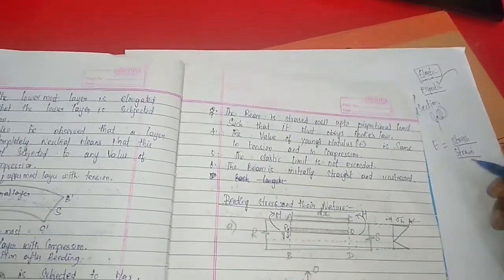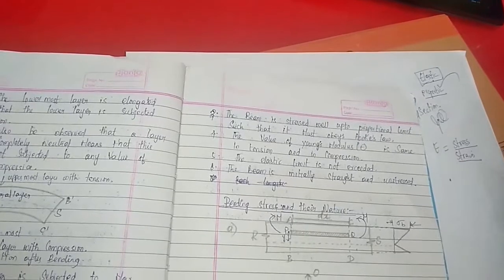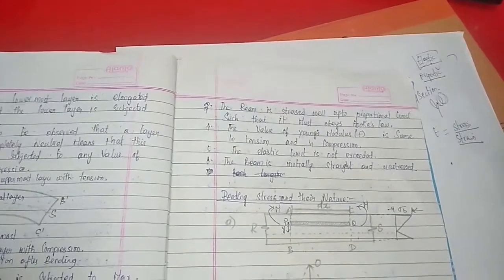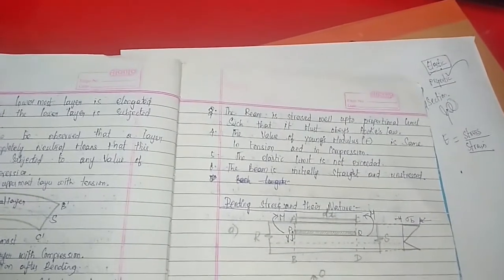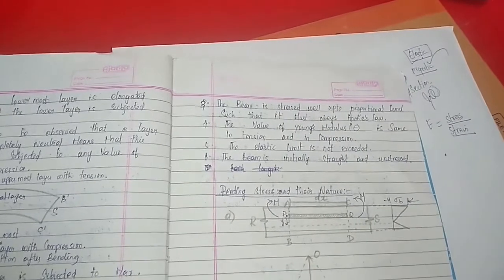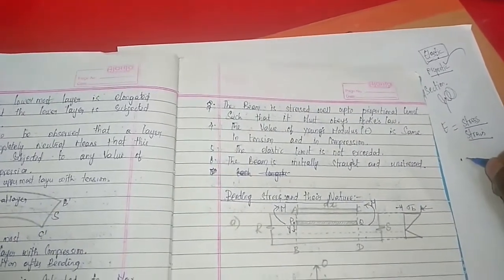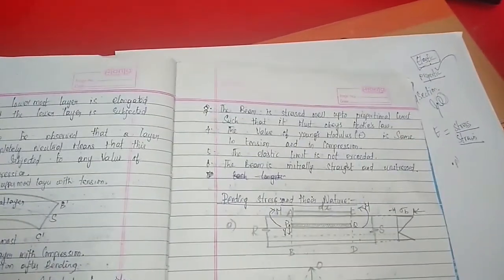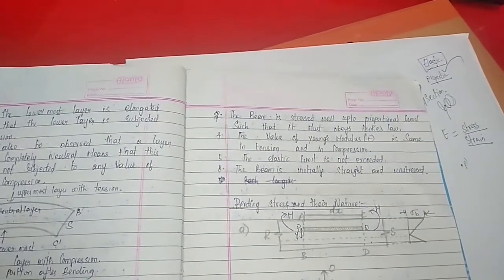Next one is: elastic limit is not exceeded. I have already told you about the elastic limit, right? Up to a particular limit, the material will behave as elastic. Beyond that limit, it will behave with plastic properties. So the elastic limit is not exceeded. This is one assumption.